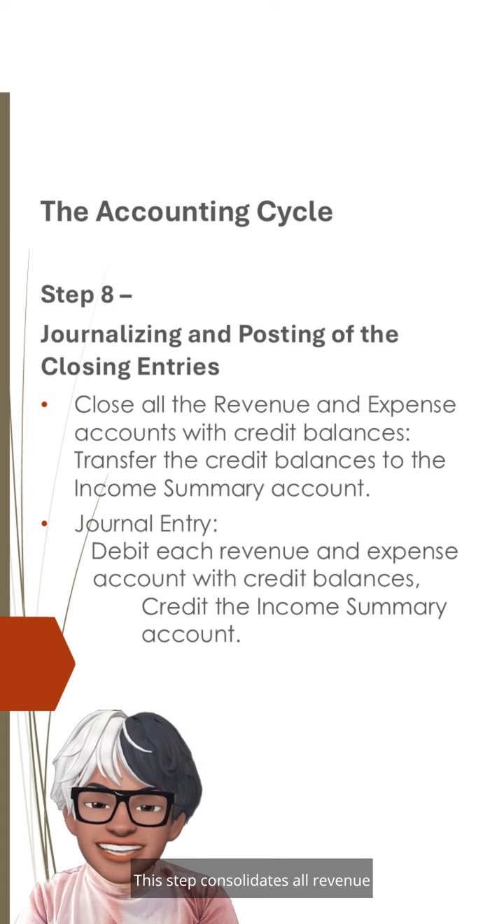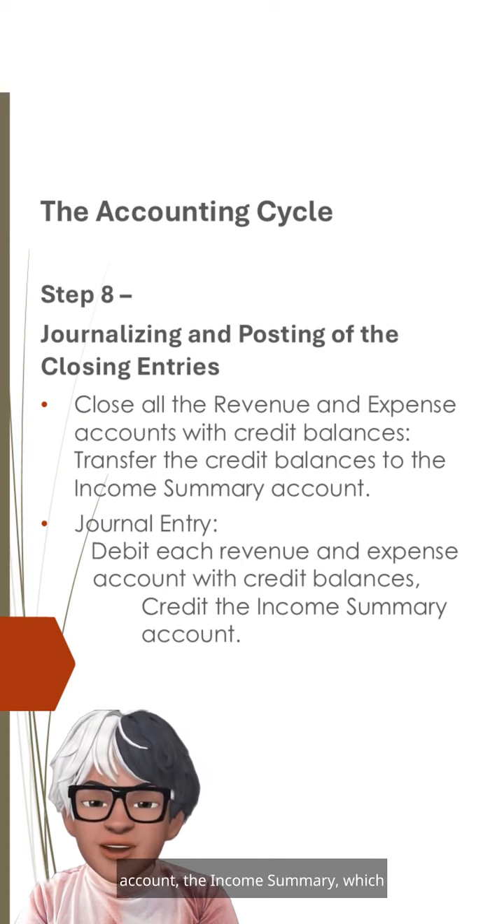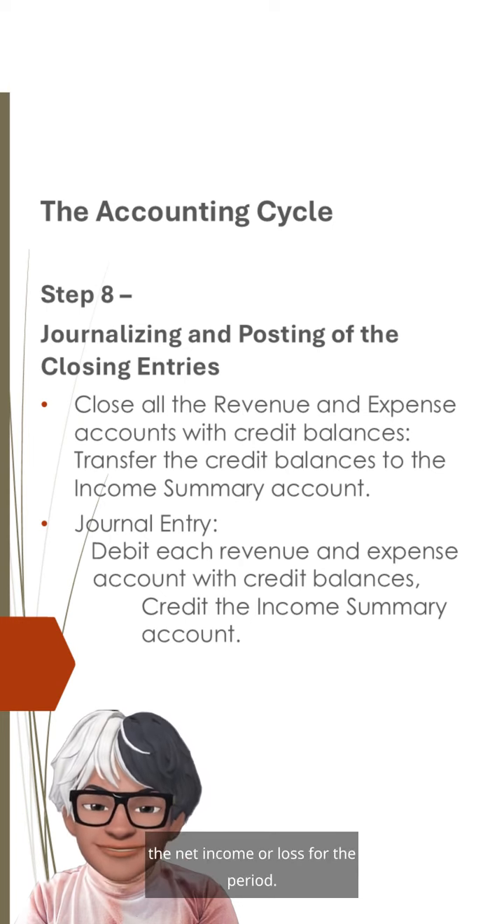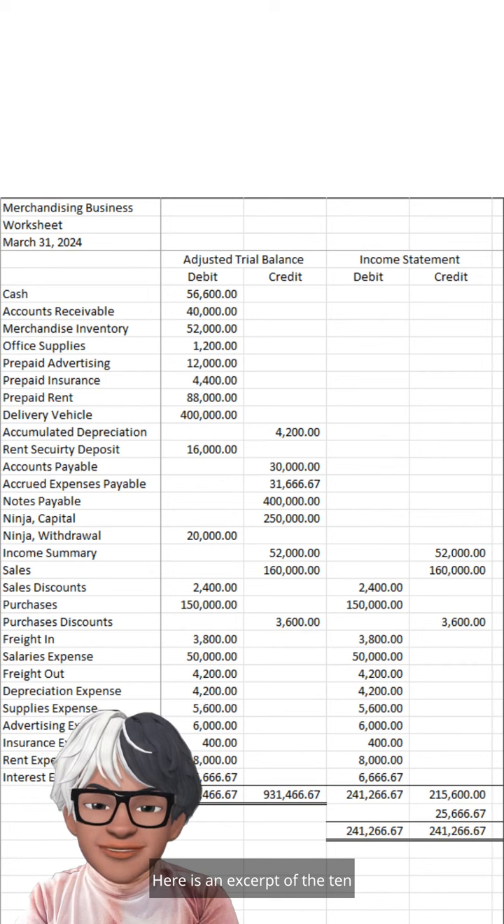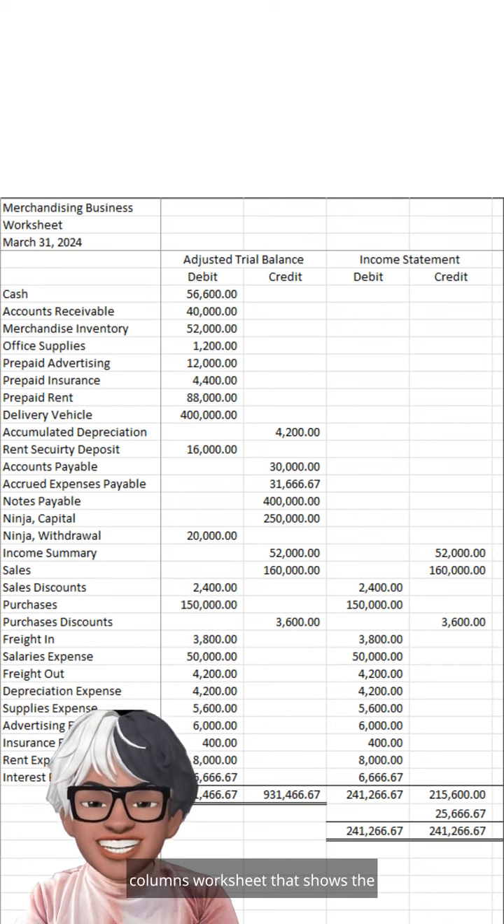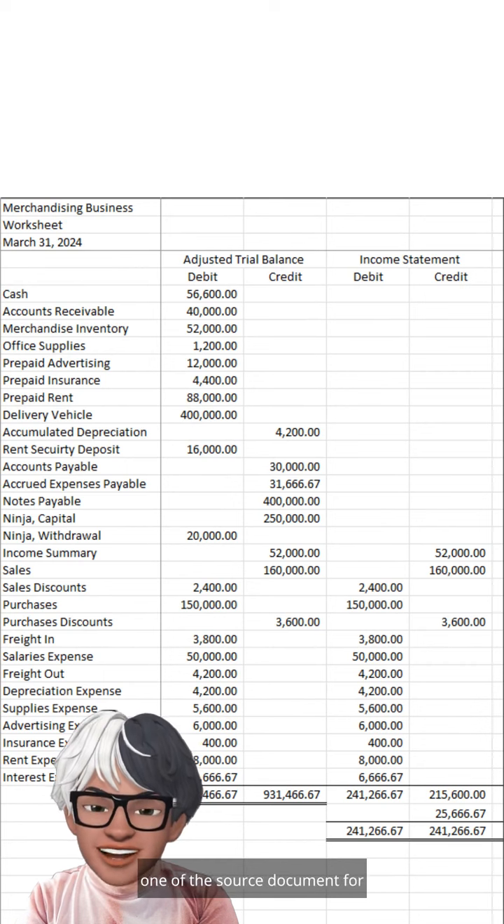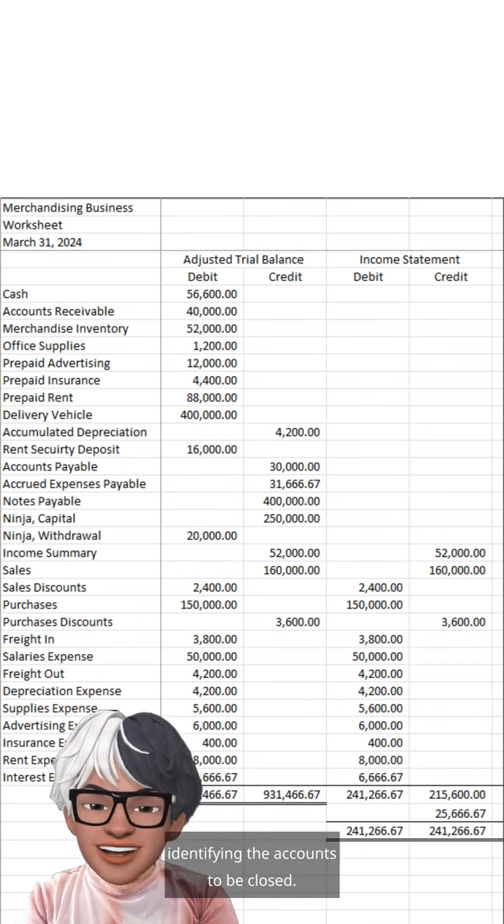This step consolidates all revenue and expense accounts into a single account, the income summary, which will later be used to determine the net income or loss for the period. Here is an excerpt of the 10 columns worksheet that shows the adjusted trial balance and income statement pair of columns, which is one of the source documents for identifying the accounts to be closed.